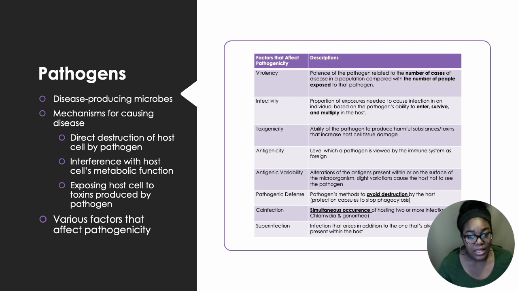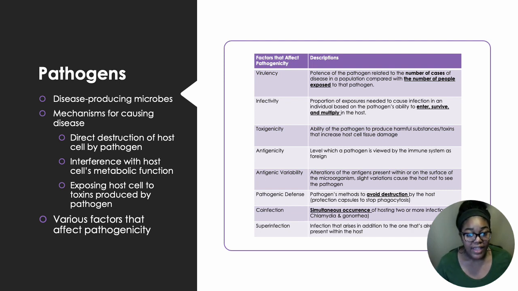And one of those examples would be phagocytosis. And normally that's where a white blood cell engulfs the pathogen. If there's a capsule, for example, surrounding the pathogen, it protects it from phagocytosis. So therefore it's not engulfed.